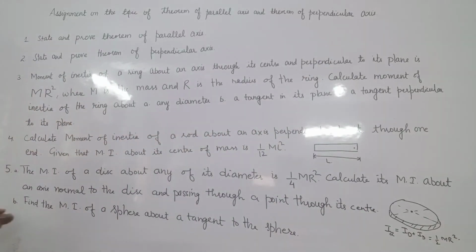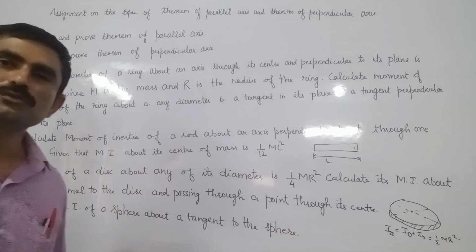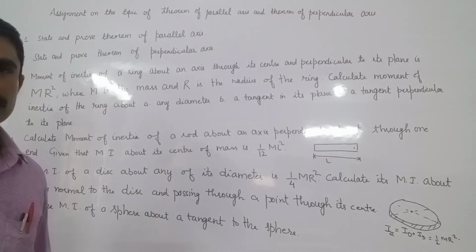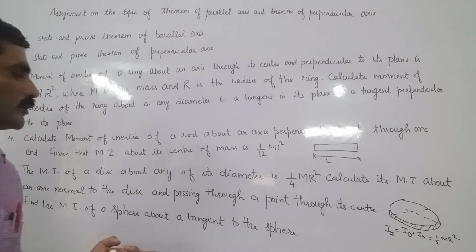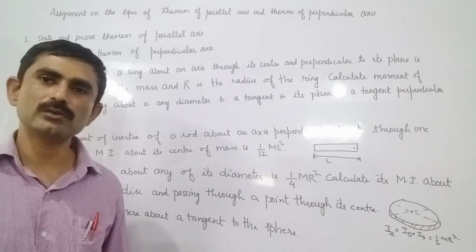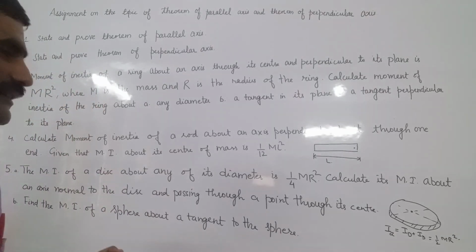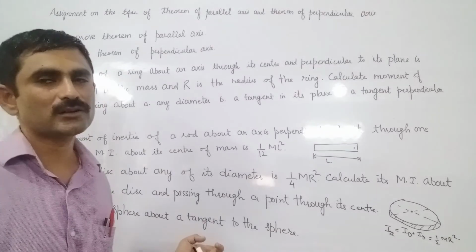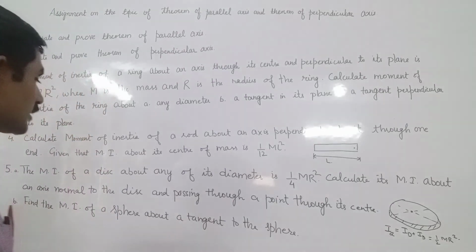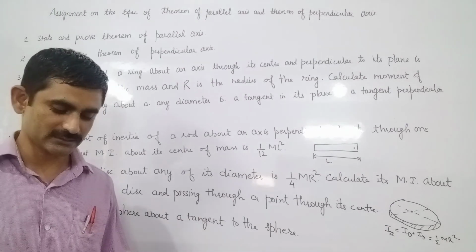And at last, you have to find the moment of inertia of a sphere about a tangent to the surface of the sphere. The moment of inertia of the sphere about an axis through its center is 2 by 5 MR square, and accordingly you can make use of theorem of parallel axis to solve this question.